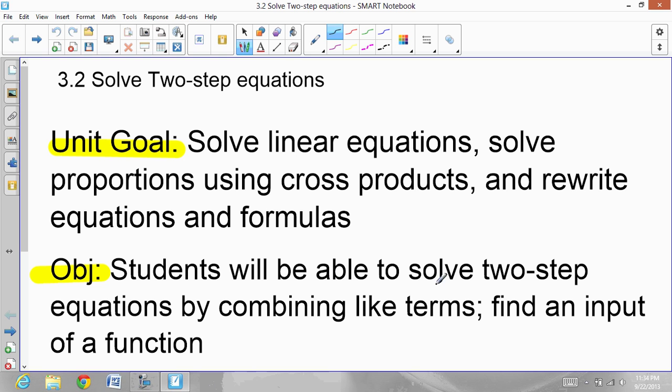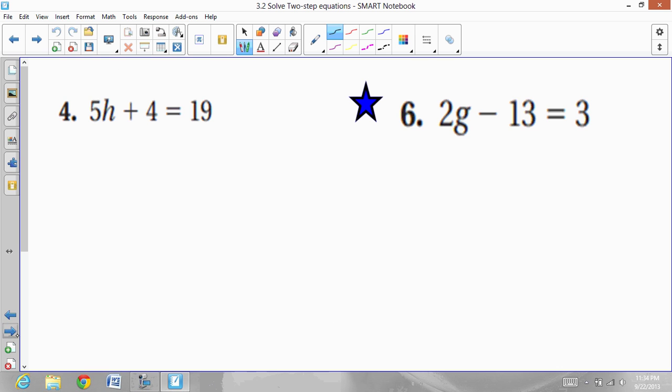You will learn how to solve two-step equations by combining the like terms. Let's focus on question number 6: 2g minus 13 equals 3. Number 1, you need to understand that you are asked to find what g is. If a question is straightforward as this, it is easy to find.